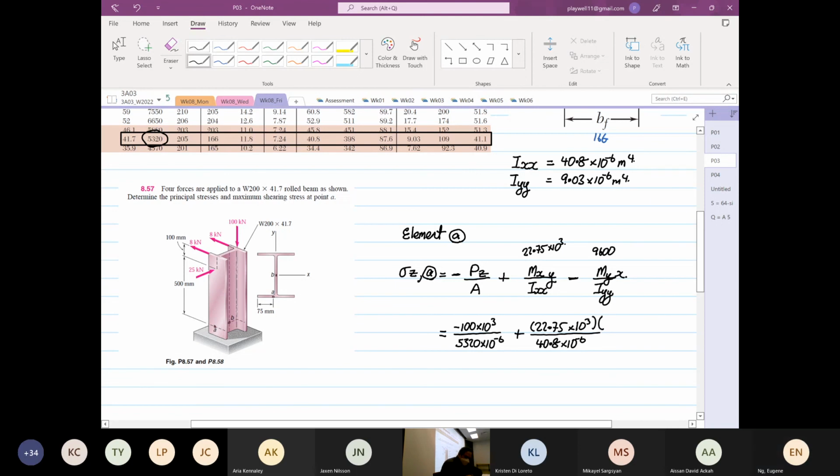Now, a lot of times students get Y and X wrong. So what is the Y value? This vertical is the Y direction, right? The Y value is the entire depth, so 0.2.